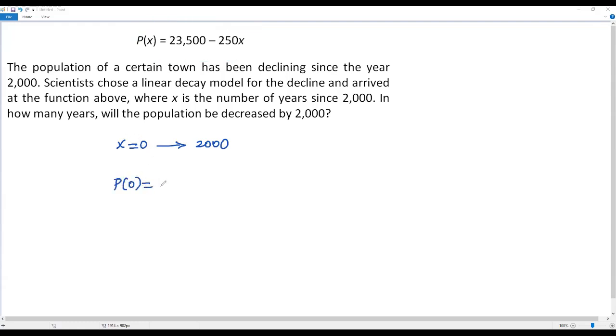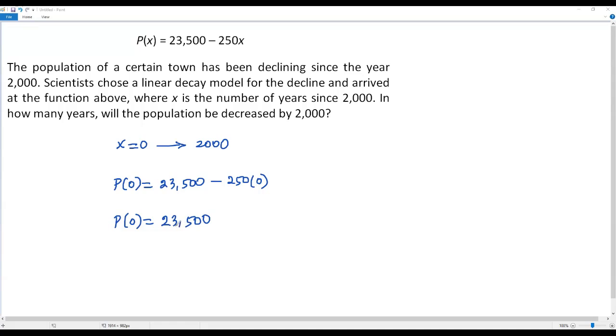So p of 0 equals 23,500 negative 250 times 0. I just plugged in 0 for x over here. Then I'm getting p of 0 equals, 250 times 0 is 0, so I'm getting 23,500. So the population in the year 2000 is 23,500.